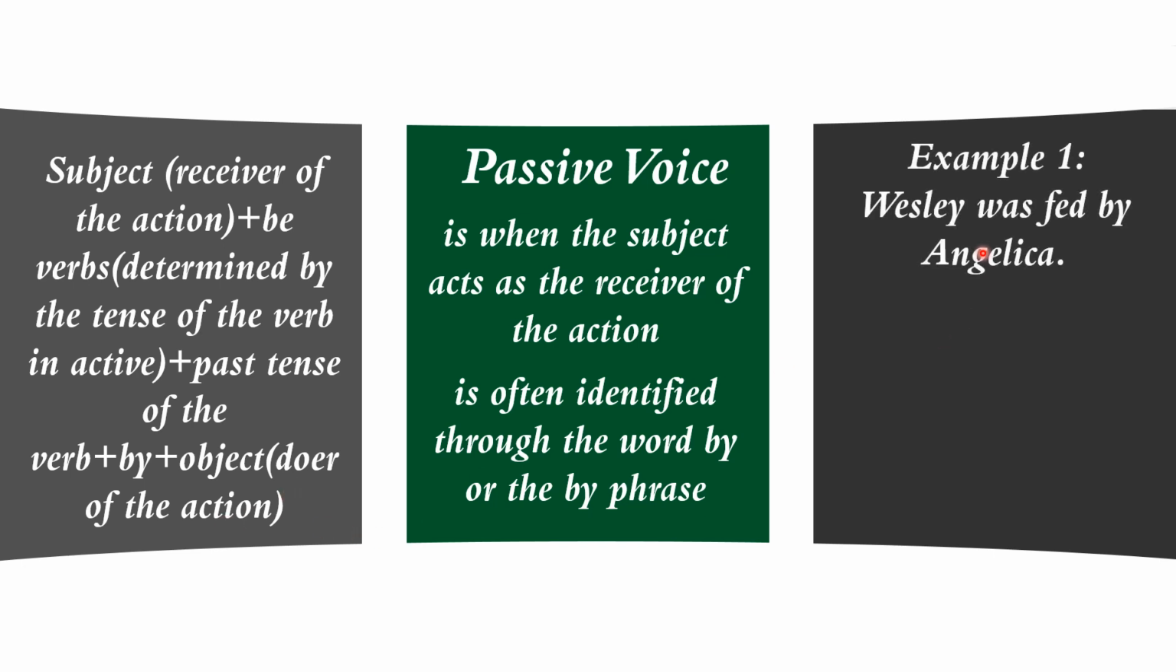So here are the following examples. We can see there that Wesley is the subject and the receiver of the action, because the verb was fed is no longer done by Wesley. Rather, it was done by Angelica. So as we can see there, I'm sorry, wrong color.